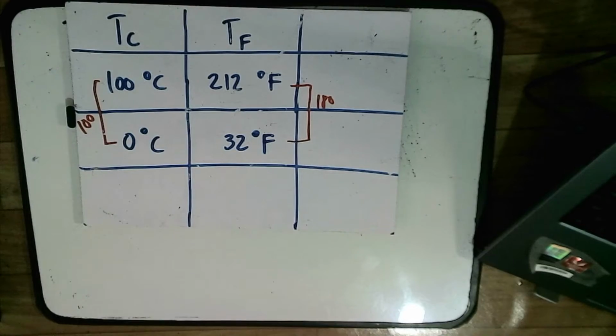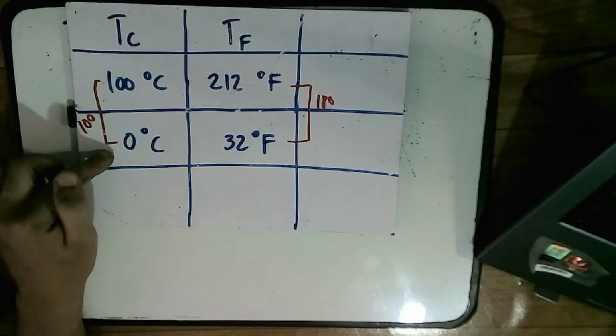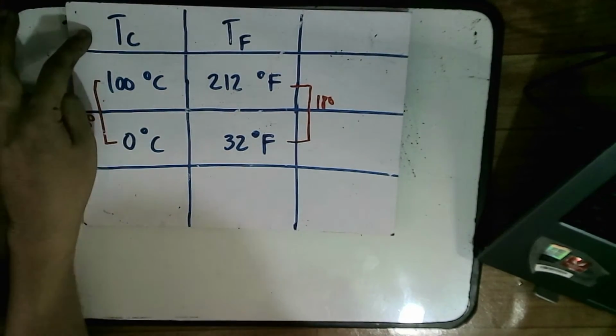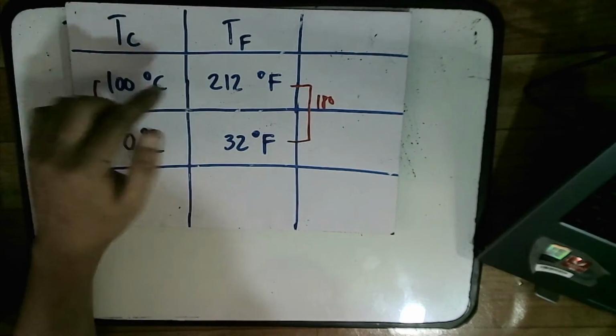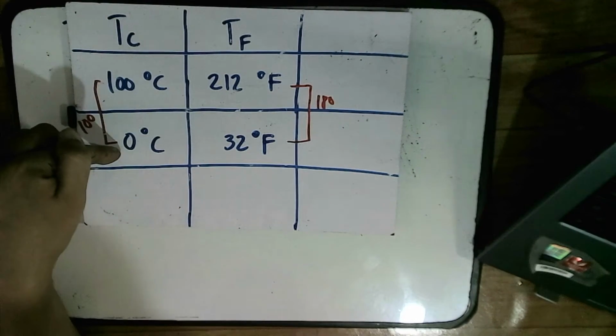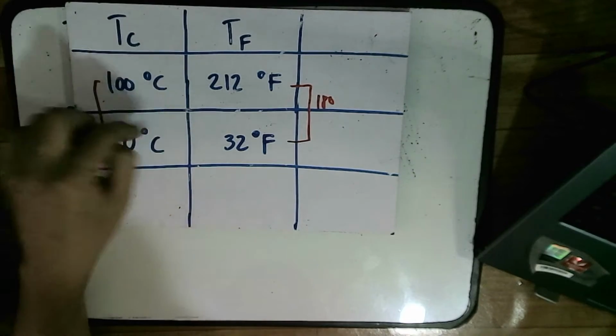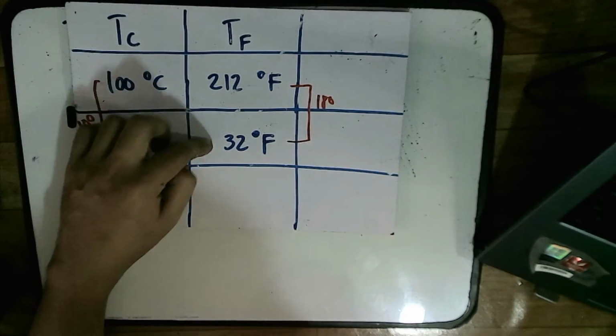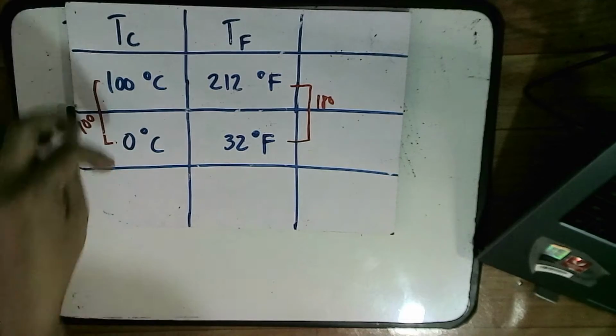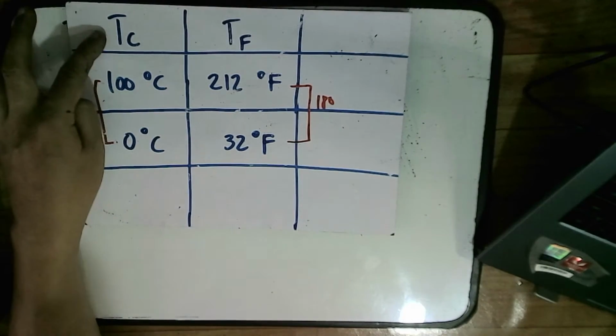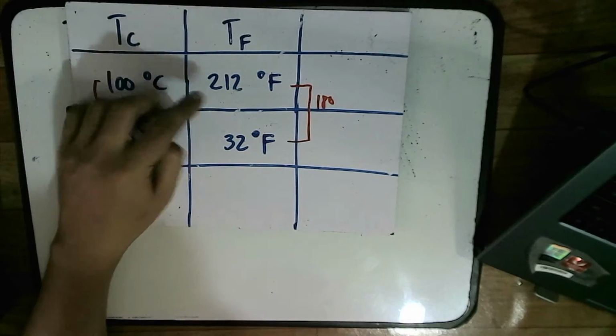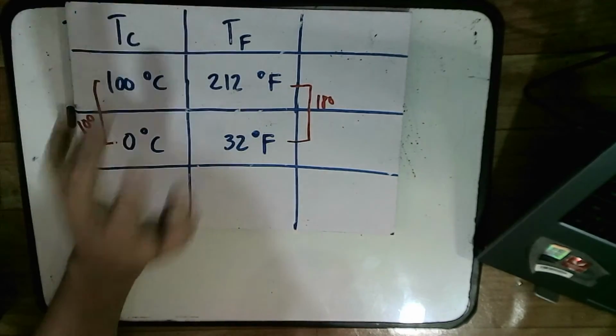Hi, this video is an additional input into how we understand the conversion between Fahrenheit and Celsius. So first of all, please remember that water freezes at 0 degrees Celsius if we are using the Celsius temperature scale, but it freezes at 32 degrees Fahrenheit if you use the Fahrenheit scale. And then water boils at 100 degrees Celsius in the centigrade scale, but 212 degrees Fahrenheit in the Fahrenheit scale.